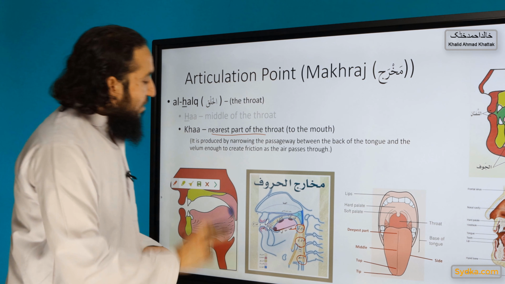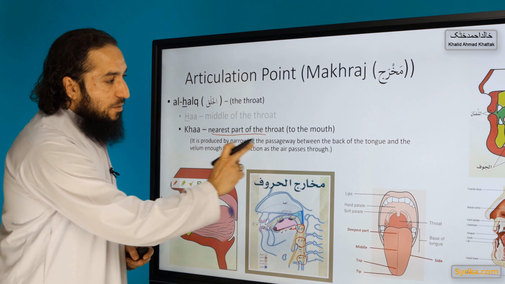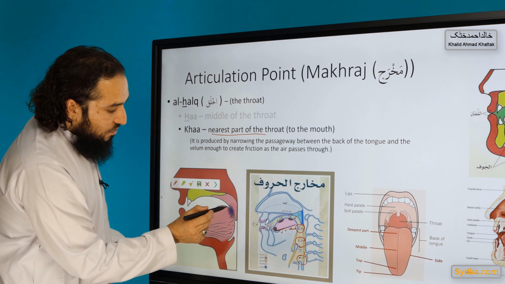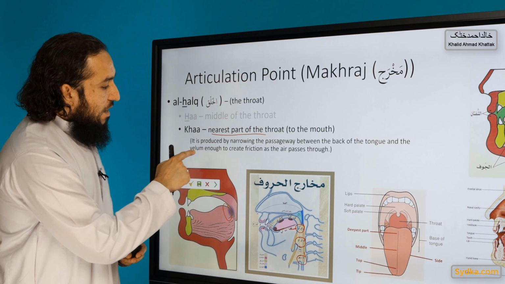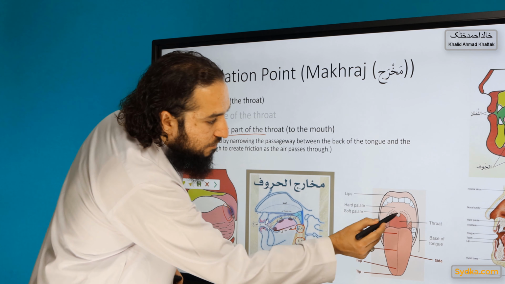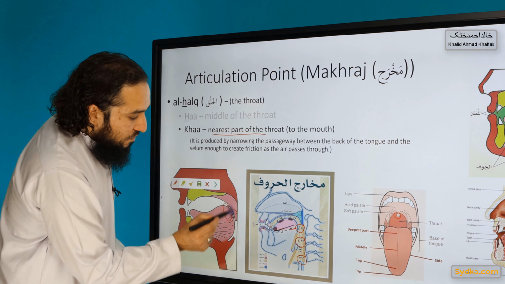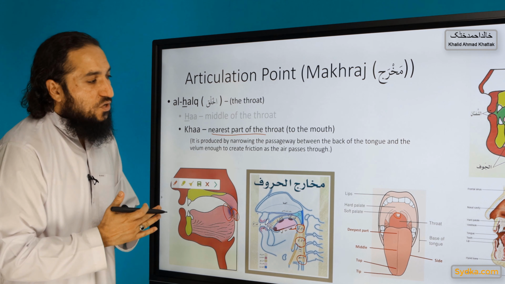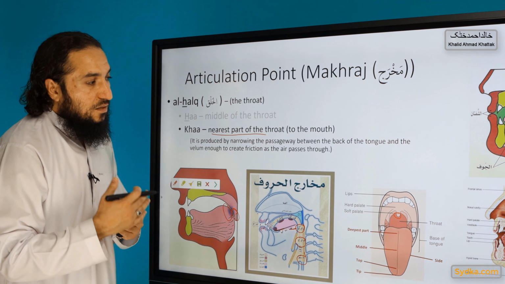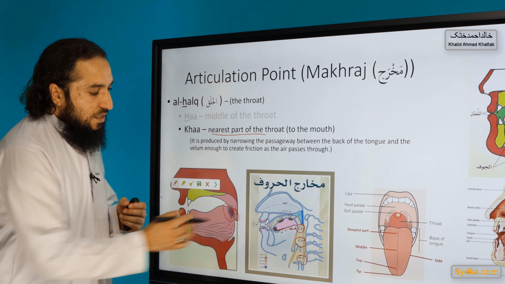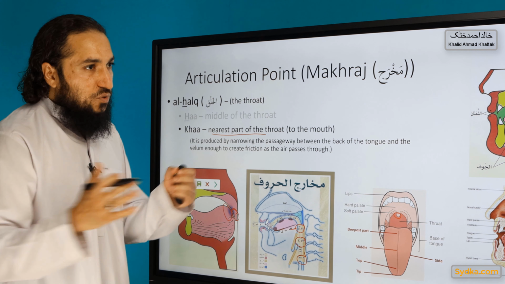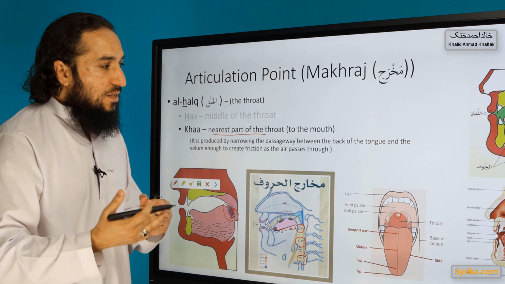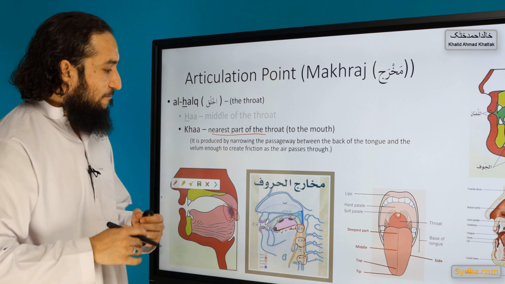And how it is pronounced: it is produced by narrowing the passageway between the back of the tongue, okay, that's the back of the tongue, and the velum. This is called the velum. This one, you can see this one. Okay, the velum, to create friction as the air passes through. So they come near to each other, and when the air passes through, it creates the sound.